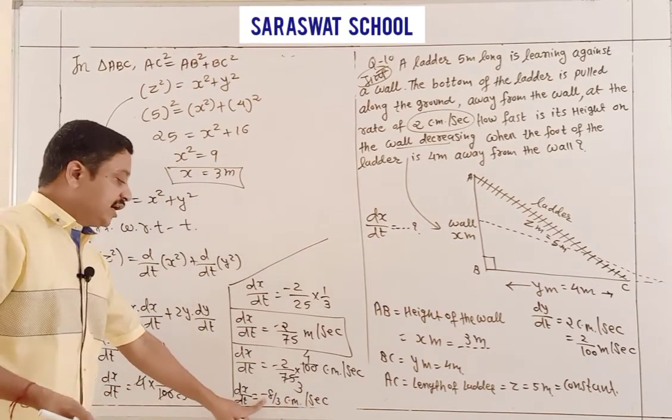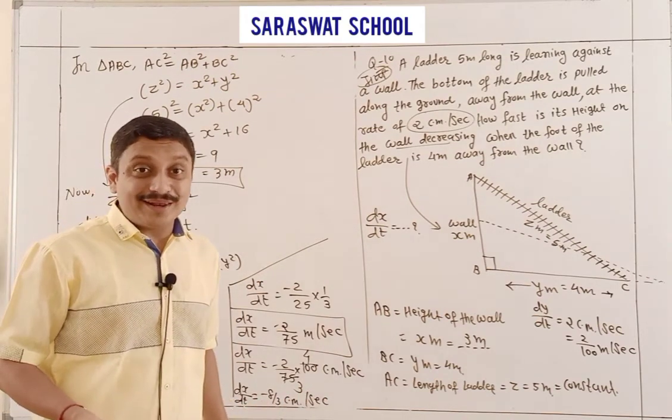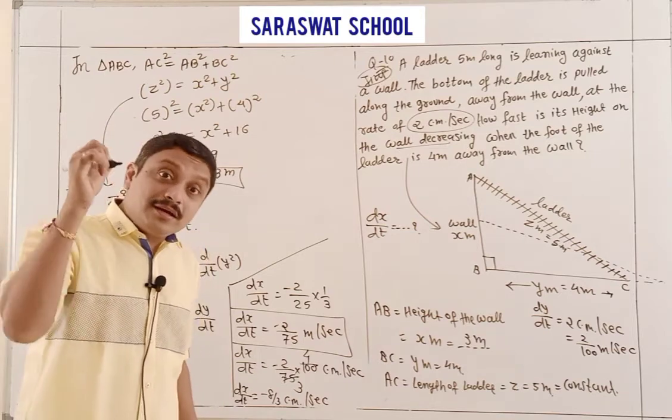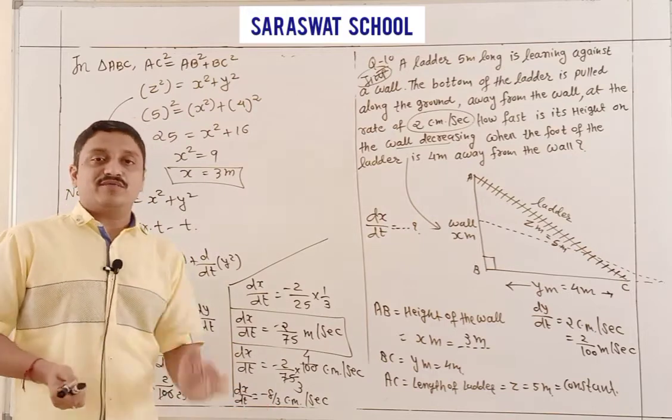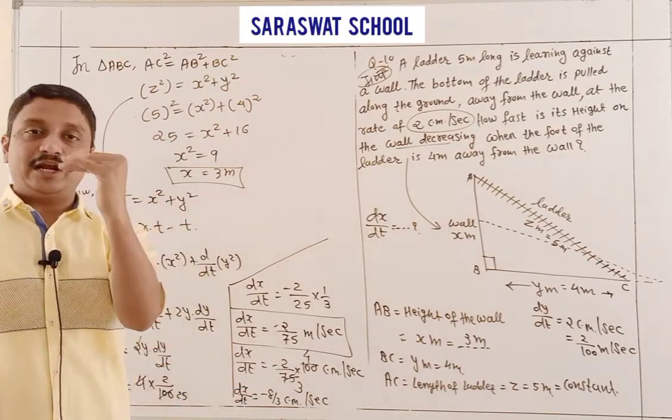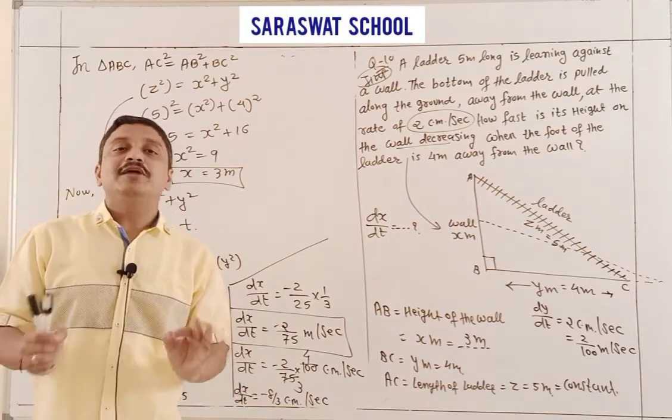Students, what does the minus indicate? It indicates the height is decreasing. That's why. And after that we write down: therefore, height is decreasing at a rate of 8 by 3 centimeter per second.